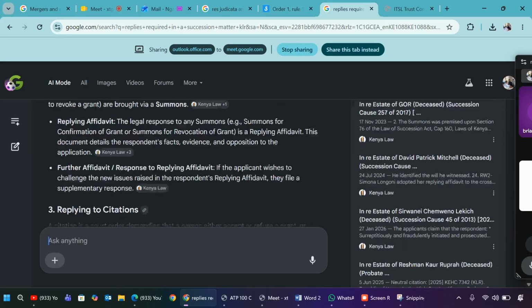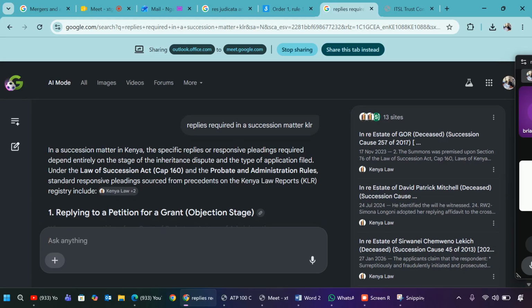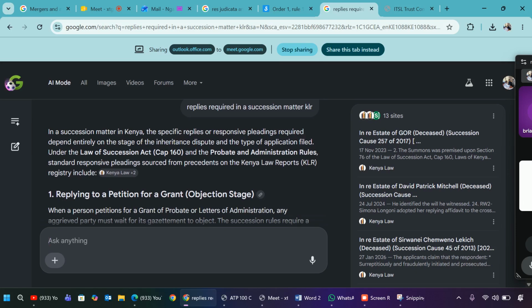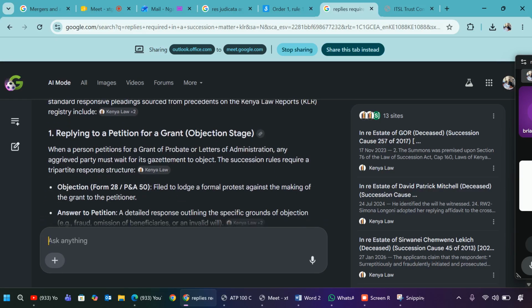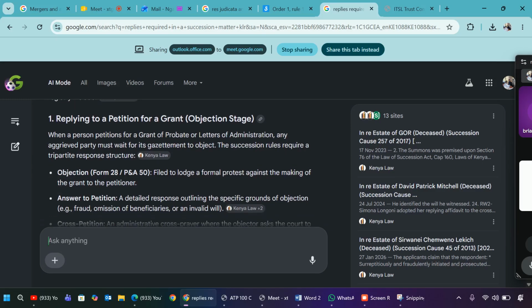Good, so this is it. In a succession matter in Kenya, there are specific replies or responsive pleadings required, and this is anchored under the Probate and Administration Rules and the Law of Succession Act. We start with replying to a petition of grant. This is where we have the objection stage.